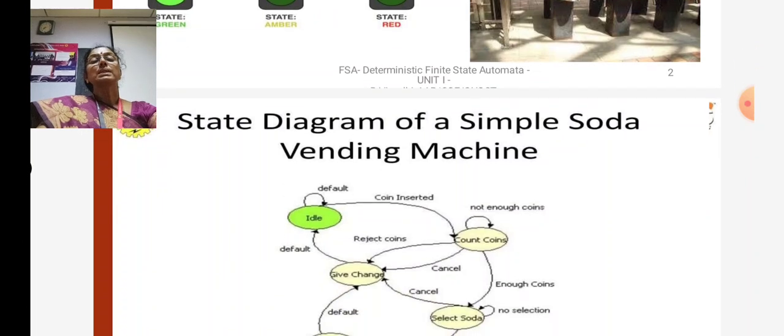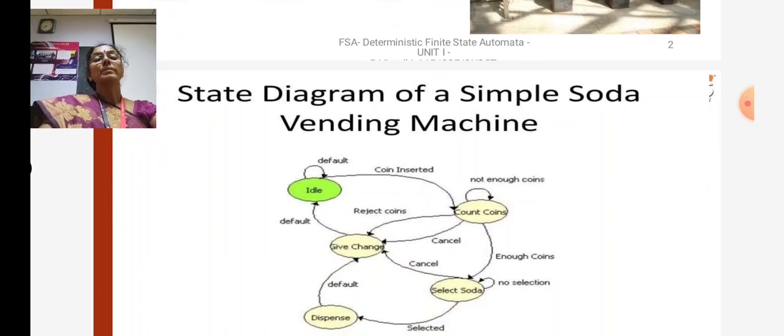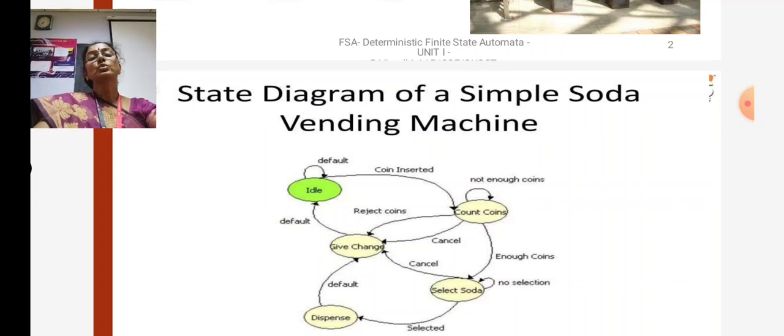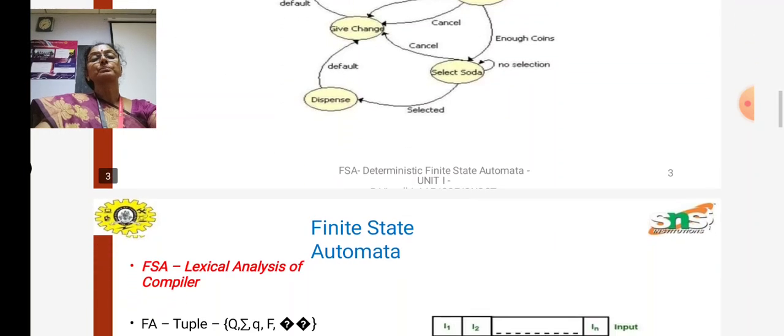Another example is the soda vending machine. The soda vending machine also has several states and transitions, starting with the idle state and finally dispensing the soda to the customer. Every state has a transition to go to the next state. So every action in our day-to-day life has a state and transition process.